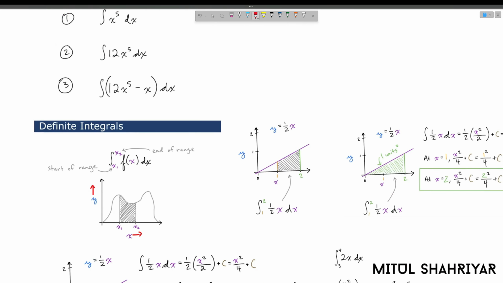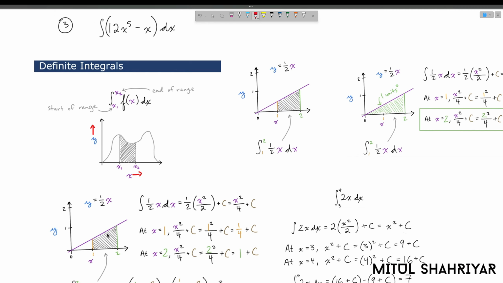Now let's look at an example of how definite integrals work. For example, this is the y-axis and x-axis, and between points x1 and x2 we want to get the area here. So we have x1 and x2, no problem with that, and we basically take x1 and x2 as the limits.